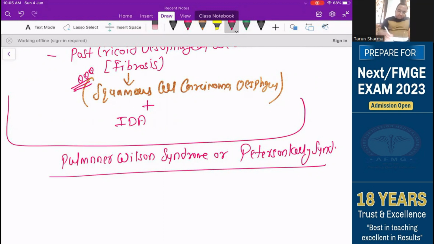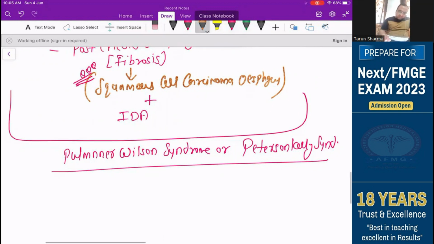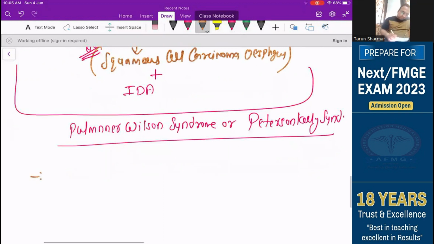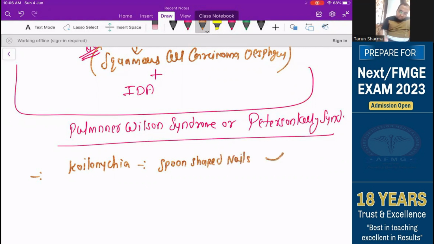Okay. Then comes one more important feature which is there in these patients, and that is called koilonychia. Koilonychia is spoon-shaped nails. You see the spoon-shaped nail, that is a depression in the nail. Depression will be there in the nail, so that is called spooning of the nails. That is koilonychia. That is also there in iron deficiency anemia.